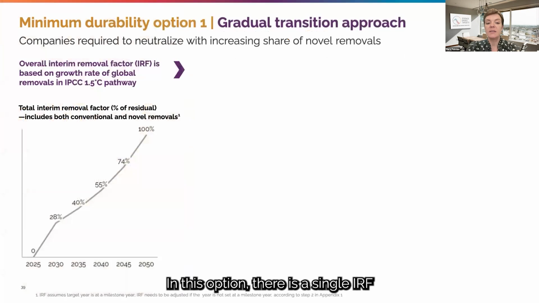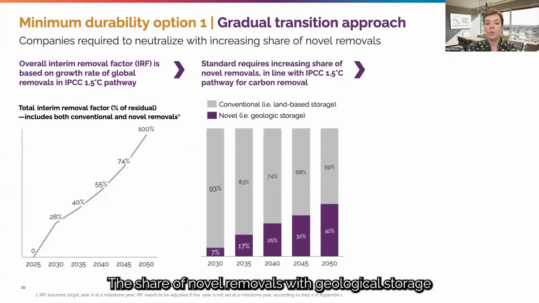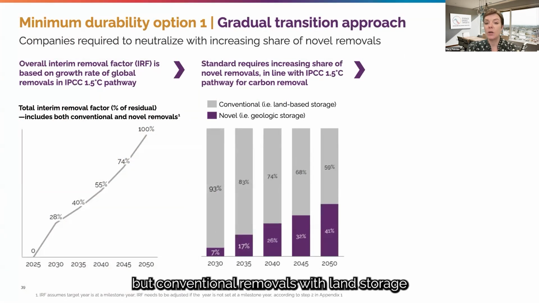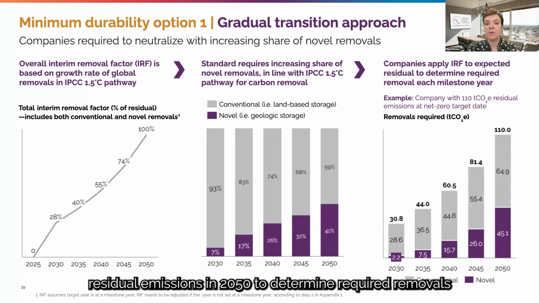In the gradual transition option, there is a single IRF based on the growth rate of removal in the IPCC 1.5 pathway. The share of novel removal with geological storage increases over time in line with the IPCC 1.5 pathway, but conventional removal with land storage still makes up a substantial amount of the total. Companies apply the IRF to the expected residual emission in 2050 to determine required removals and associated storage type in each milestone year.